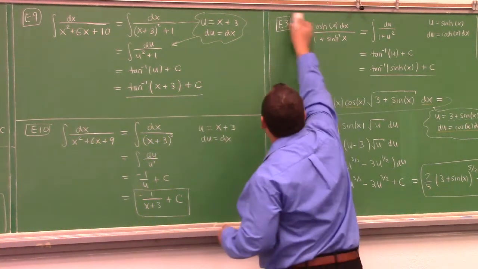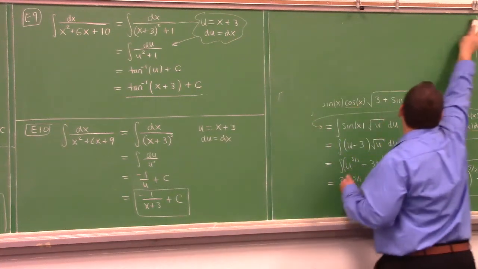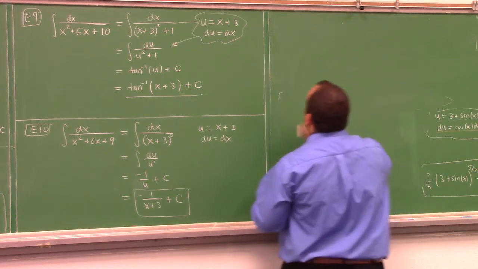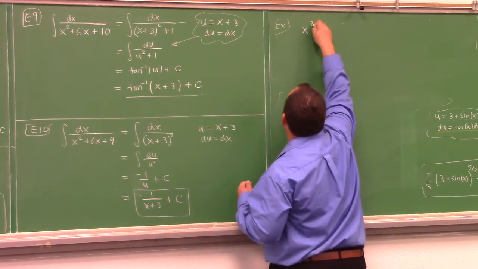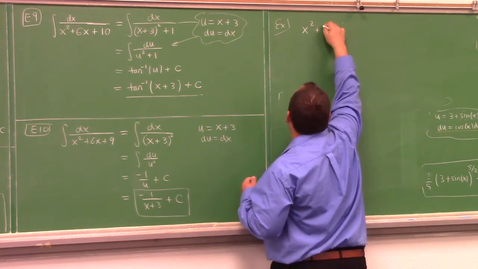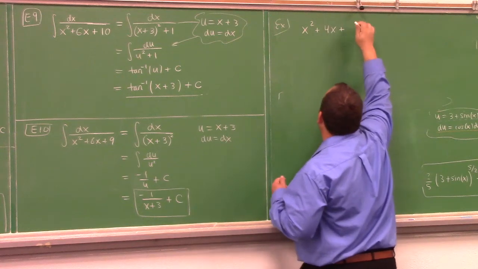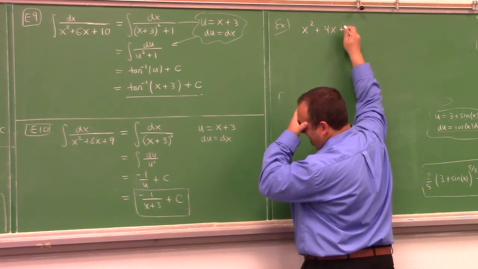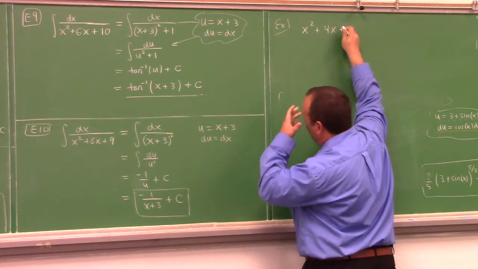I mean, if you don't know how to complete the square yet, it's a good idea to go back and practice some more. Like, let's do another one. How about if we have to complete the square, let's say x squared plus 4x plus, oh, I don't know, 8.